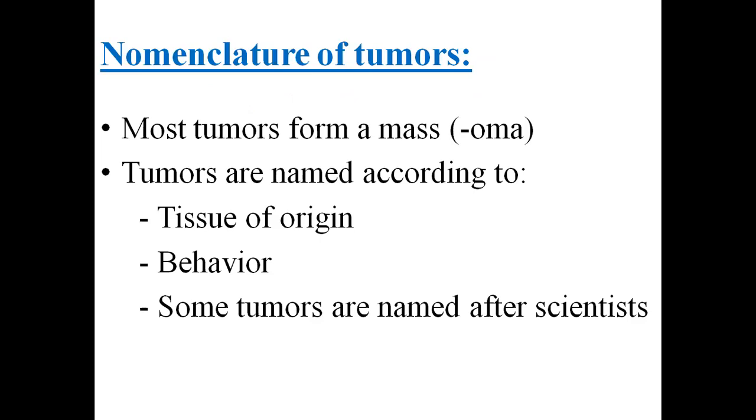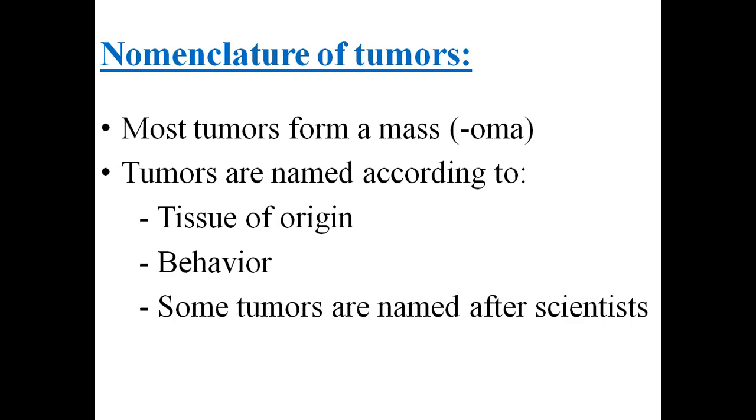So the last part of our lecture: how do we name the tumors? Nomenclature of tumors. In order to name tumors, we put in the final section of the tumor name the OMA. OMA means mass or swelling in Latin, okay? Then we add in the initial description of the name the tissue of origin, or maybe the shape of the tumor.